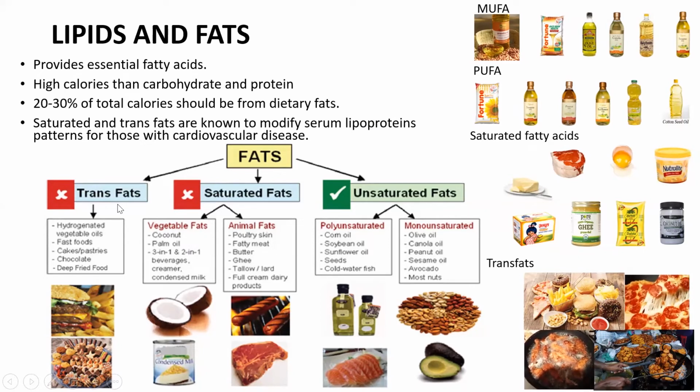Fats are divided into three categories: unsaturated fats, saturated fats, and trans fats. Unsaturated fats are said to be the good fats. They are divided into two, polyunsaturated fatty acids and monounsaturated fatty acids. Saturated fats and trans fats are bad. We need to avoid these.